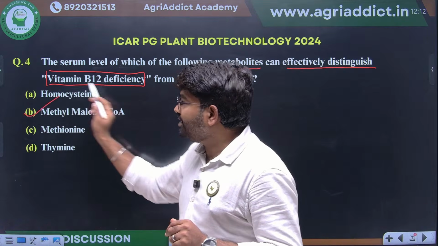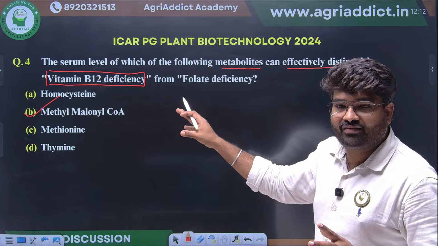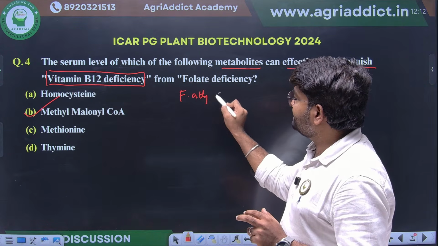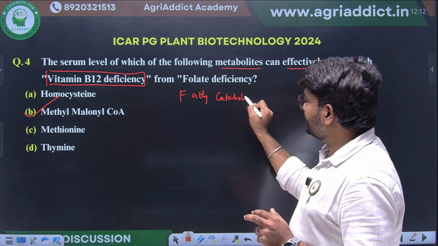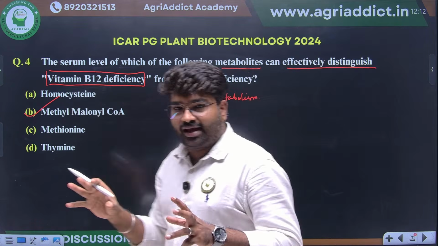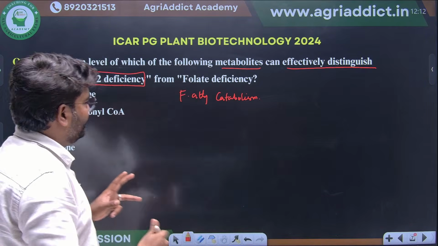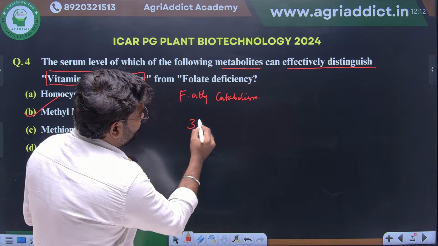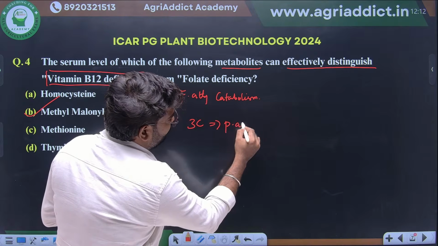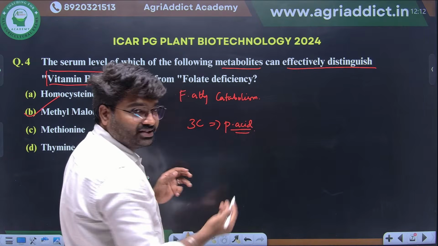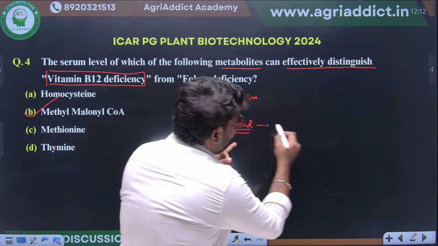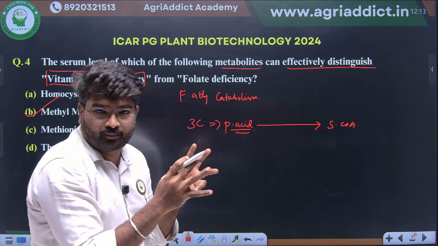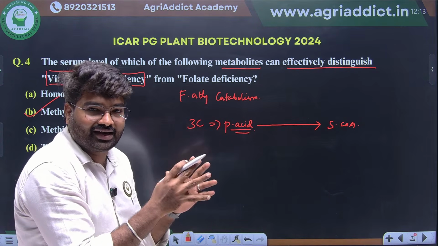Excellent. Methylmalonyl CoA. This we have already seen in our fatty acid catabolism class. If an odd carbon fatty acid undergoes beta oxidation, at the final step a 3 carbon compound, propionic acid, will form. This we have already seen. For the conversion of this propionic acid to succinyl CoA, different enzymatic reactions will come.